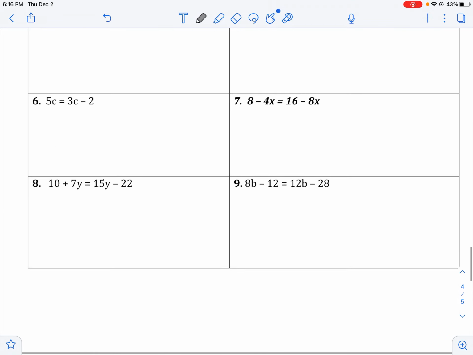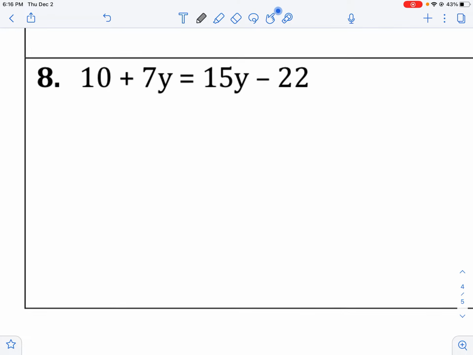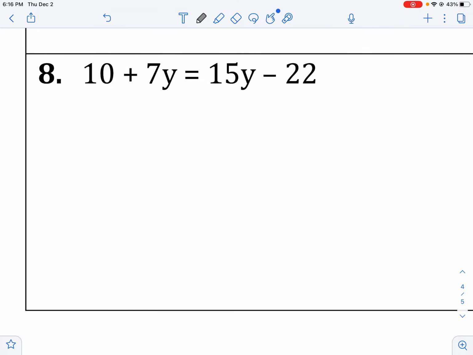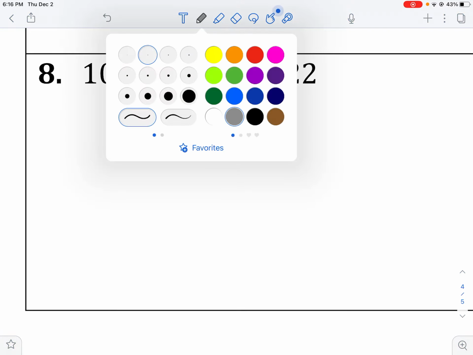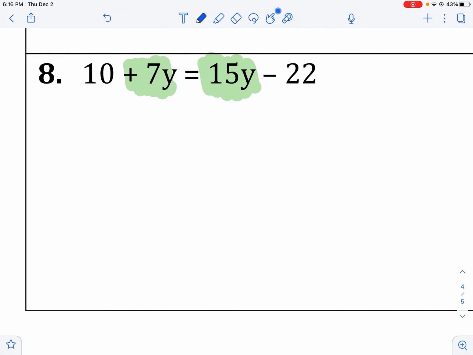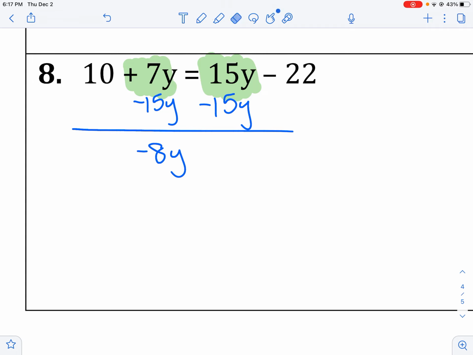Now where it gets a little bit trickier is when I have multiple sets of like terms. If I have 2 variable terms and 2 constant terms. And when you have a situation like this, what you want to do is identify your like terms. And I usually try to get rid of the smaller of the 2 variable terms because that avoids any negatives. If I tried to subtract the bigger one here, I'd have 7 minus 15, and that would get me a negative 8y, and that's not fun. I would much rather avoid a negative.